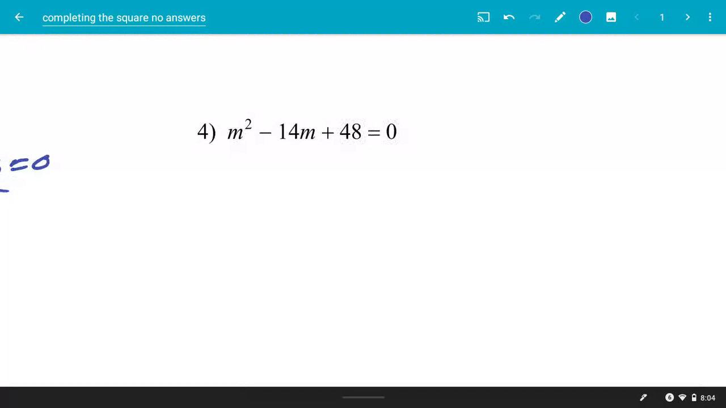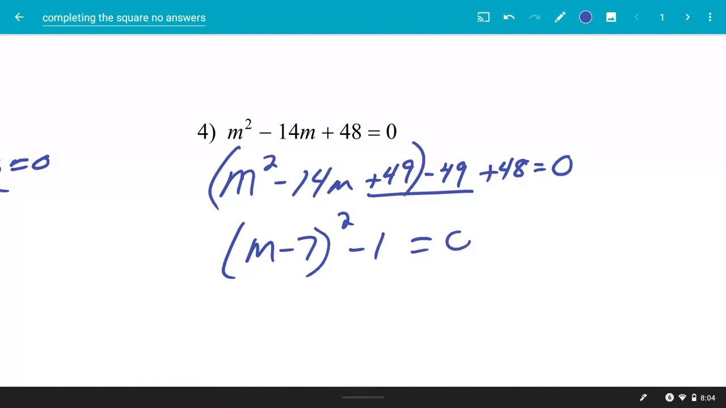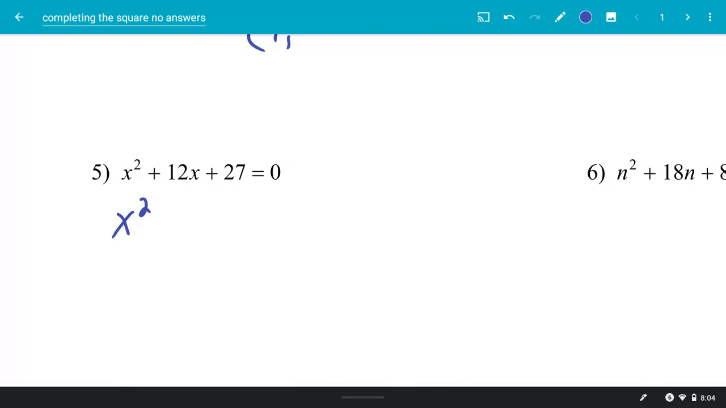Number 4. m squared minus 14m, space, plus 48 equals 0. Again, 14 divided by 2 is 7. 7 squared is 49. So plus 49 minus 49. There's my perfect square trinomial, which is m minus 7, quantity squared, minus 1. Vertex 7, -1.